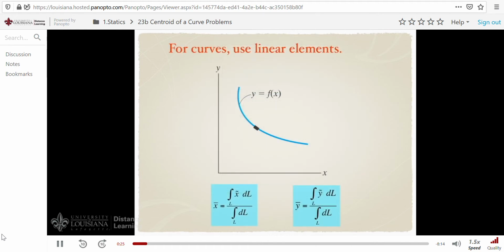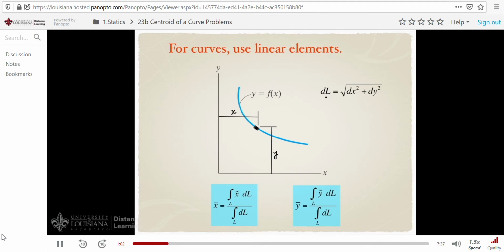Now, in order to show how we can determine the centroidal location for a curve, consider this one, y equaling a function of x. I've taken a small element dl and located it on the curve, at the arbitrary point, x over, and y up. Now this length, of course, is dl, but rather than integrate along the length of the curve to find our total length of the curve, it's easier to integrate along the x-axis or the y-axis.